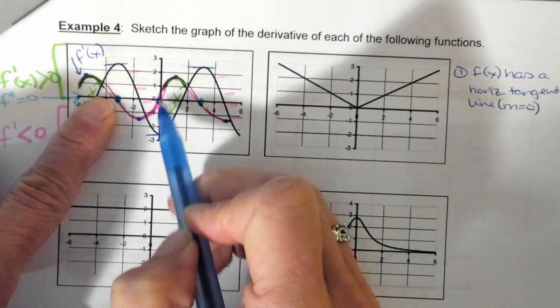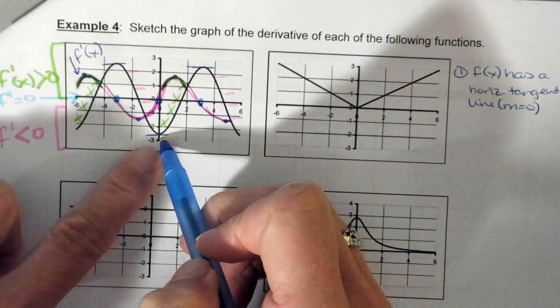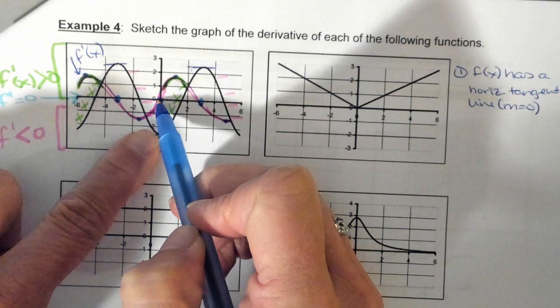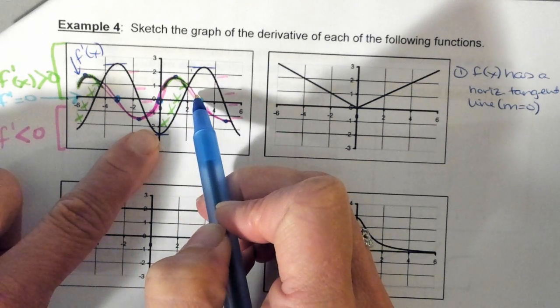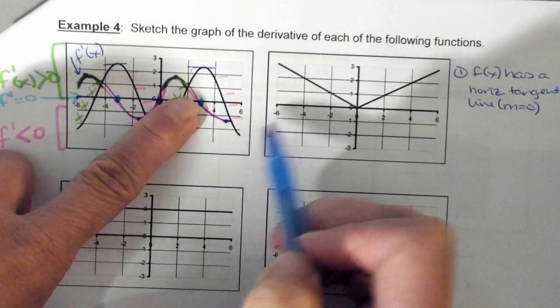That means this slope is negative, the graph is below. Okay, then from here to here, my slope is positive. That means the graph has to be above. And then from here to, we don't know what's happening after this.